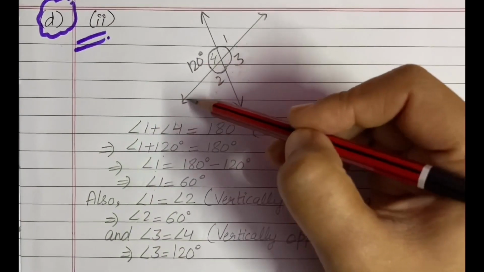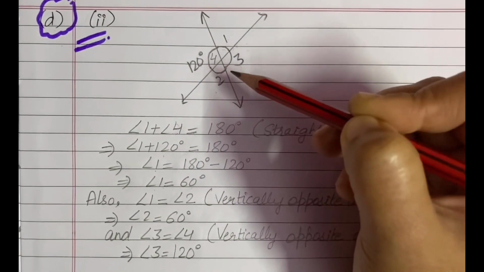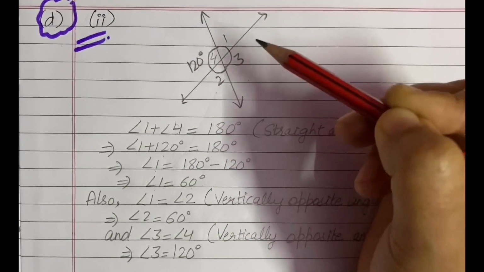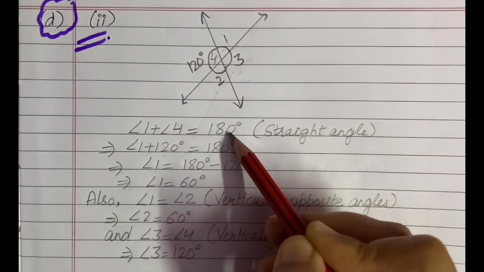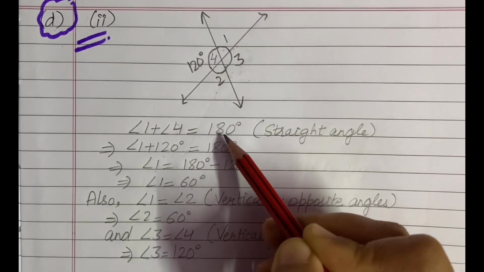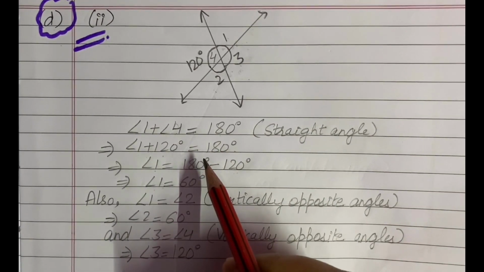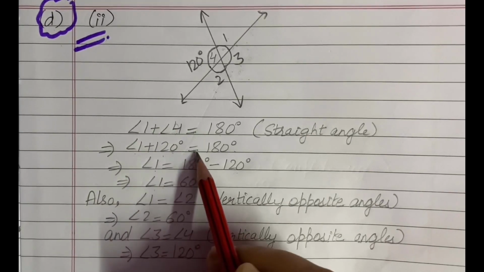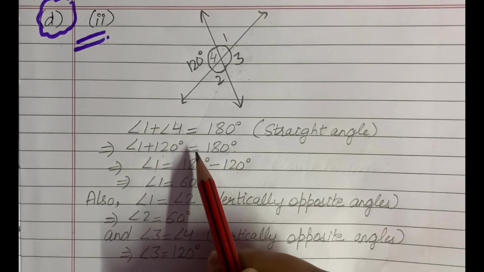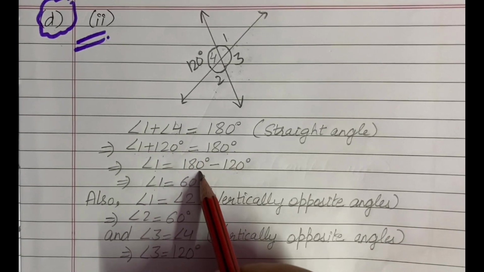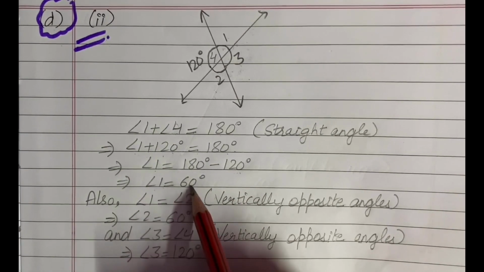Now see here, angle 1 and angle 4 are lying on a straight line, and you know that a straight line forms a straight angle and the measure of a straight angle is 180 degrees. So that means angle 1 plus angle 4 will be equal to 180 degrees. Now in the next step, put the value of angle 1 and angle 4, and on putting the value you will get angle 1 plus 120 degrees equals 180 degrees. Now this 120 degrees is positive here, on shifting it will be subtracted, so this means angle 1 is equal to 180 degrees minus 120 degrees, and on subtracting you will get angle 1 as 60 degrees.